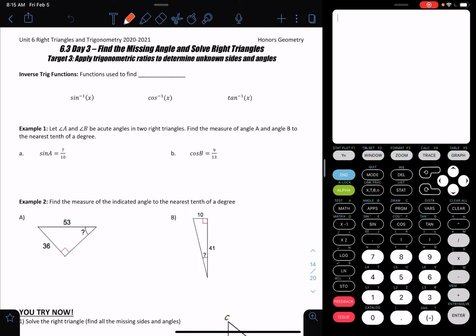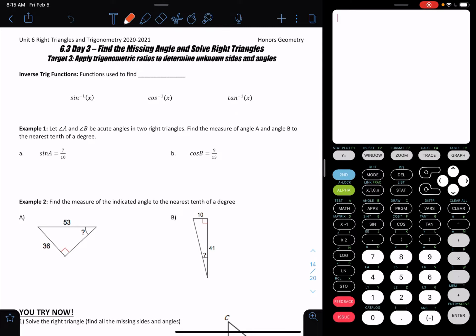So in previous videos, we've set up trig ratios using sine, cosine, and tangent. And then we've also solved for missing sides using sine, cosine, and tangent, when we plug an angle into our trig function and set up the ratio of the sides. Okay, but what if we don't know the angle?